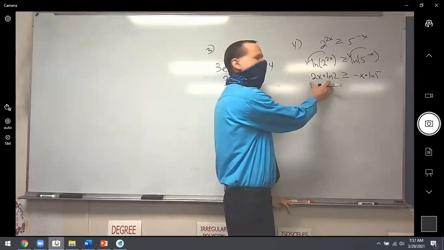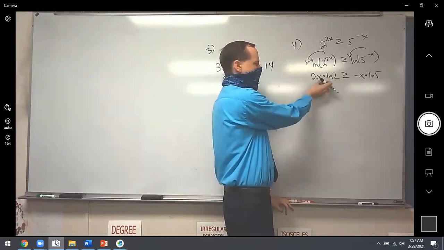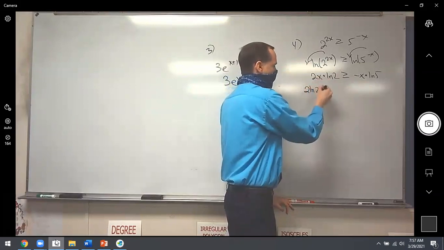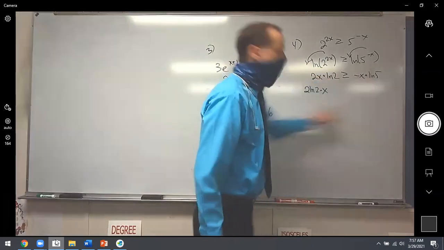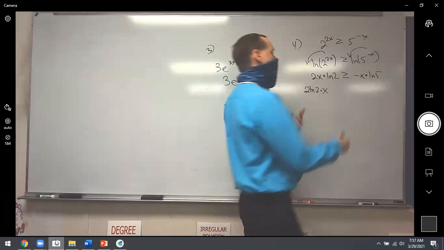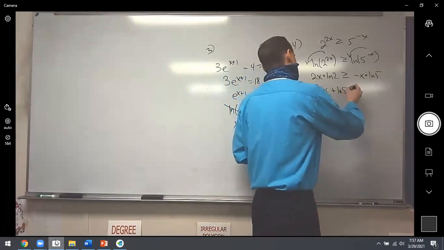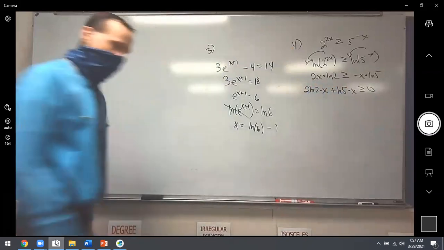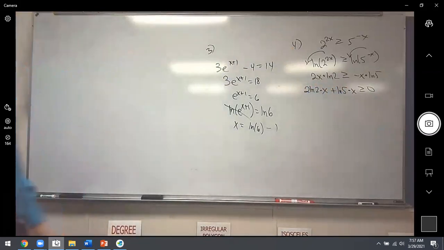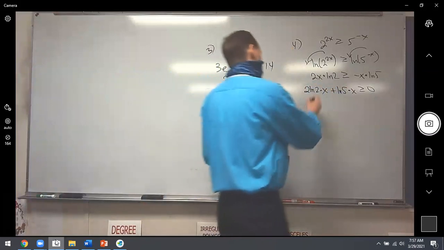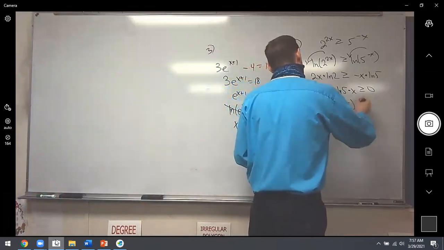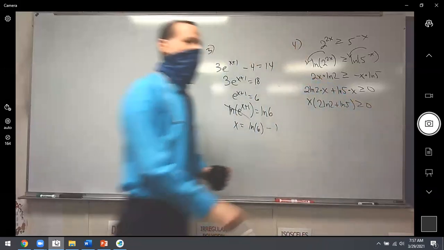Now, let's see. I like to also write things in a more familiar order. I like my x's in the middle. That's kind of weird. So I'm going to write this as 2 natural log of 2 times x. And then when I move the other one over, it'll now be positive. And that's natural log of 5 times x. And now that you got all the x's on one side, then you can factor out the x. Oh, yeah. That's what I'm talking about. That's the good stuff right there. Factor that x out.